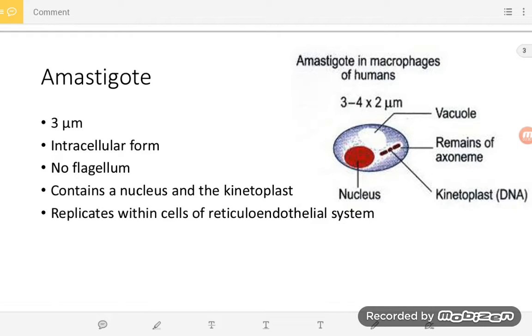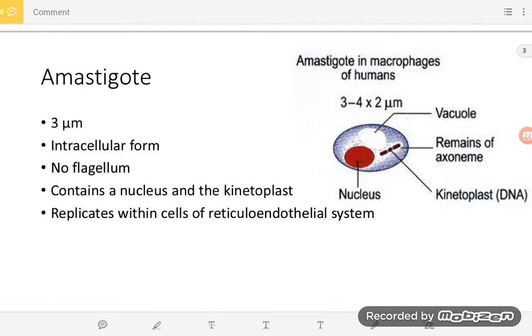And the other thing, they contain a single nucleus and the kinetoplast. In any haemoflagellate morphology, you can see only one nucleus and one kinetoplast, right? And they can replicate within the cells of the reticuloendothelial system. The morphology of the amastigote form is oval shape, the nucleus at the center, and the kinetoplast on one side, anterior part. The nucleus is pink, the cytoplasm blue, the kinetoplast pink or red. You should consider this when you are drawing the picture.